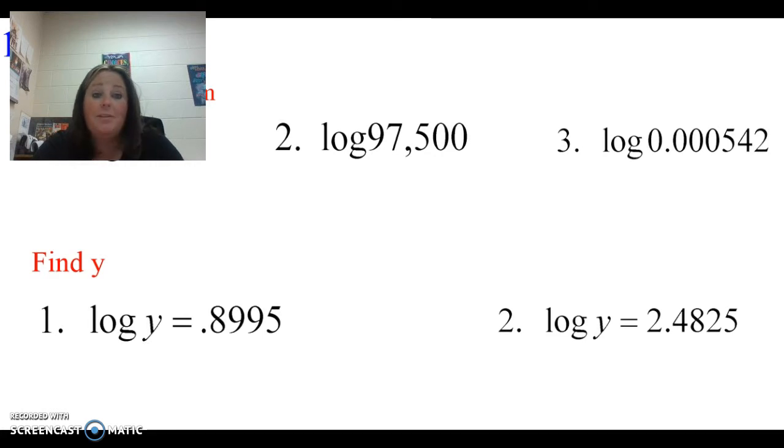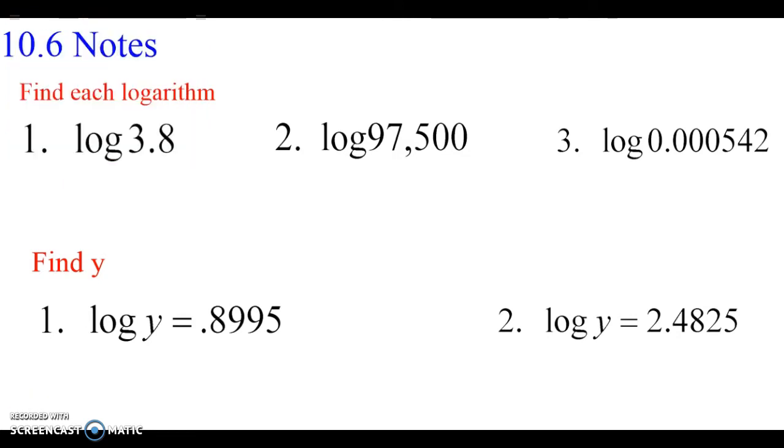Hi everyone, can you do me a favor and go get a graphing calculator and then we'll start this short video. On your graphing calculator, you'll see on the left hand side, about the sixth button down, there is a log button. We are going to now be using our calculator to solve some logs that we don't come out to even numbers. So if you would, simply hit log 3.8 and see what you get as an answer.